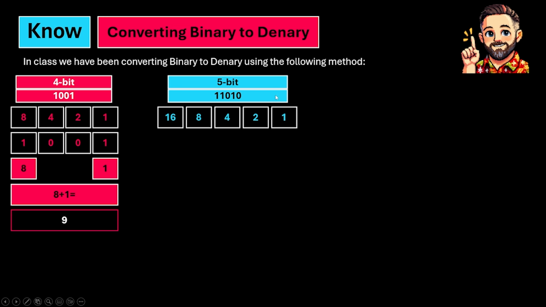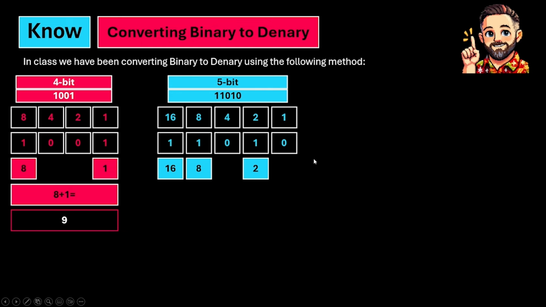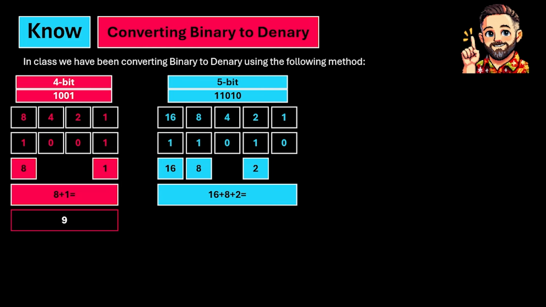So let's have a look at this. We're going to place our binary values underneath as before, and the next stage is to simply keep the ones with a value of 1 and remove the ones that have a value of 0 underneath. So we're going to keep the 16, the 8 and the 2. And then as before, all we need to do now is add them together. And that gives us a grand total of 26. So a piece of binary that has 1, 1, 0, 1, 0 is 26 in denary.